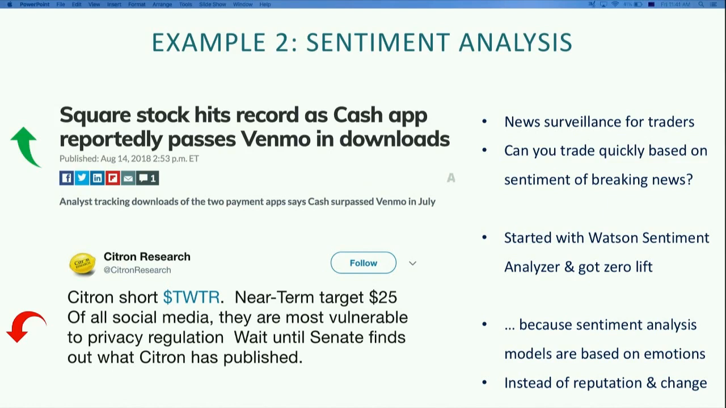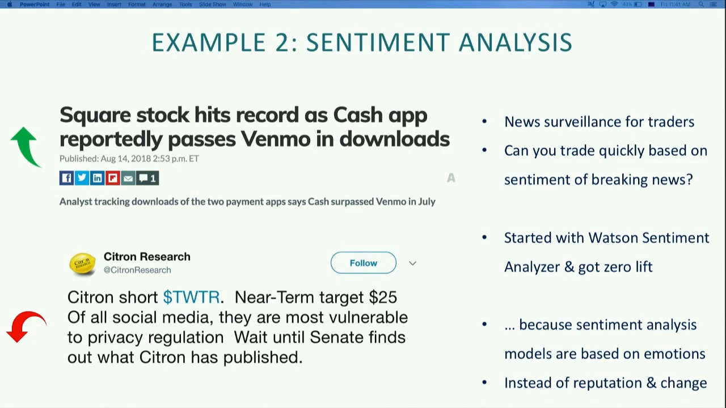Because you have sentences like, oh, Citron shock Twitter near-term target 25. This was abuse of the Twitter stock, right? They sent it completely down. In Square, this was something that was published two months ago. Some analyst wrote, and actually he didn't publish any of the data, that in one month Square did more than Venmo. Square and Venmo never corroborated this. Nobody knows if it actually happened. But this sent Square up 10% that day.